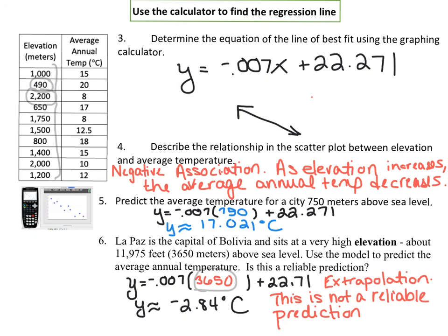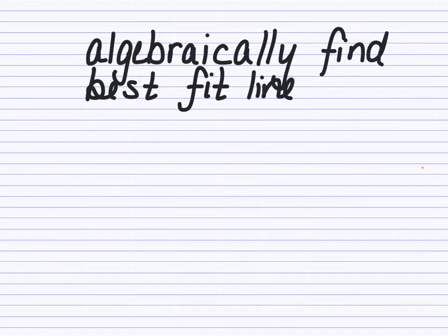Our previous value that we predicted in number 5 was 750. That was within our X interval. This is known as interpolation. When it's within our interval for our domain values, we can rest assured that it's going to be a fairly decent prediction. You should now be able to algebraically find the best fit line.